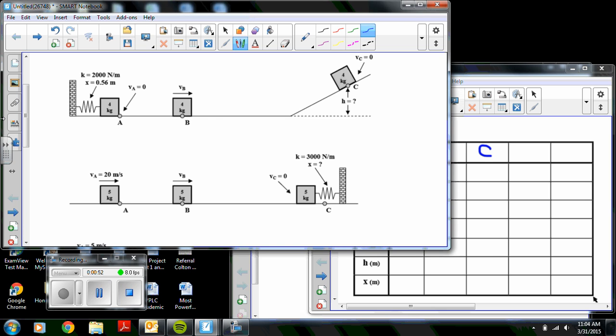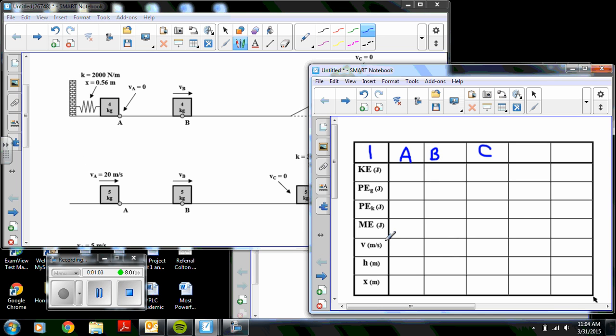So then I take a look at what else is going on. We're just going to take a look at situation A here. In situation A, I see a couple of things. I see the velocity of the box is 0. So I'm going to go to my energy table and put that in. Velocity of 0. I see that the height, there is no height shown. So I'm going to assume that that is also 0. And here I have an x value. X value means that there's a spring and it is indeed compressed. So the x value here is 0.56.